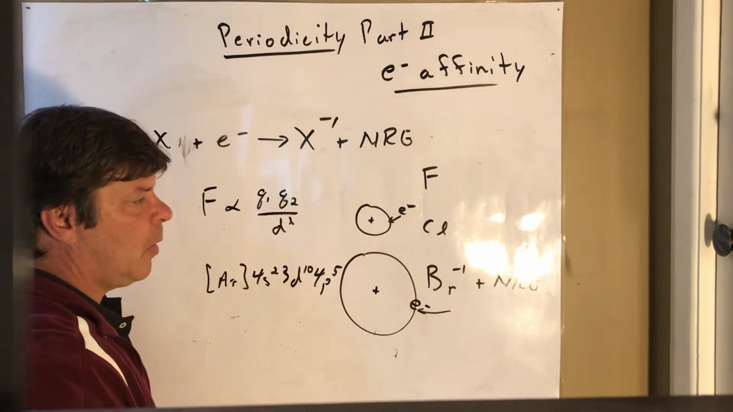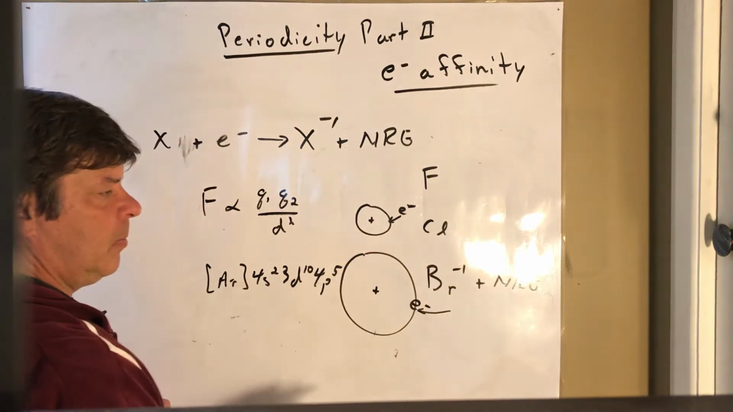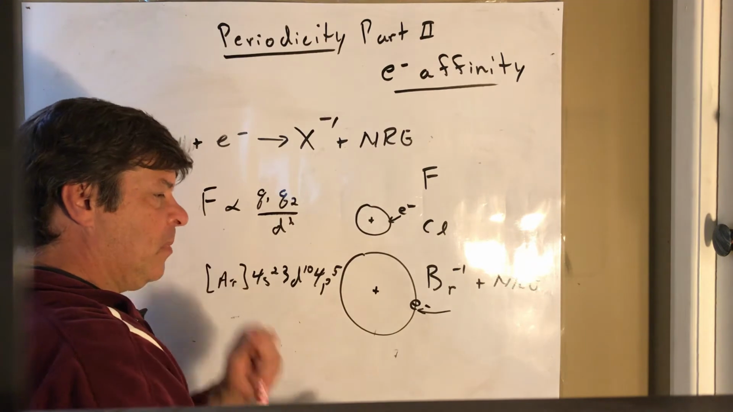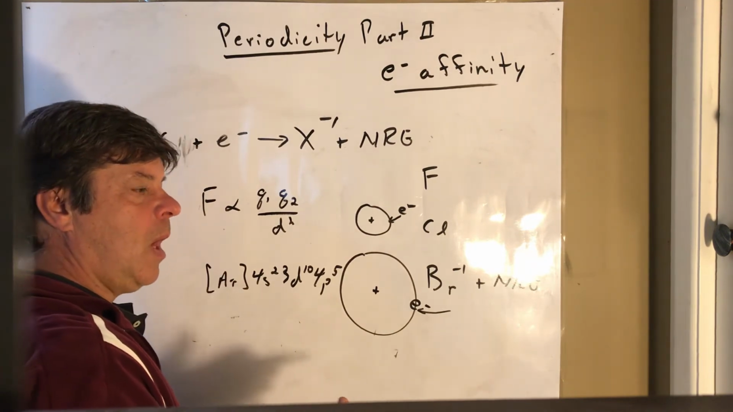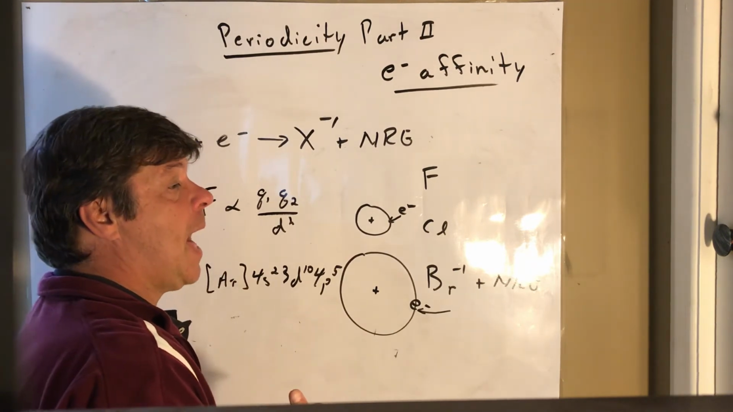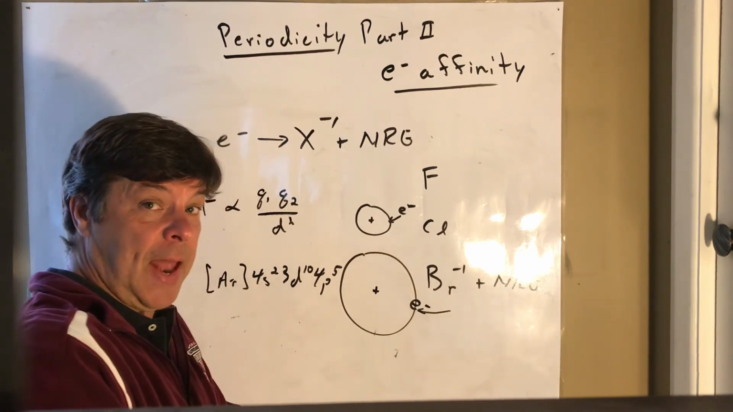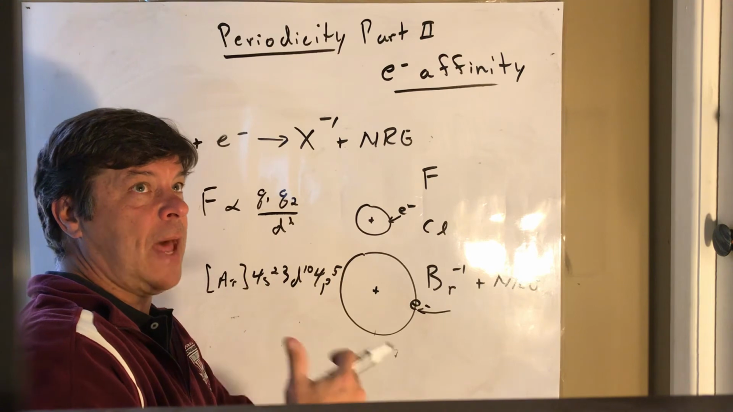So the general trend is when you go down a group, the electron affinity goes down because the atom is getting larger. There's less attraction that electron has for that atom, or the less attraction the atom has for the electron.